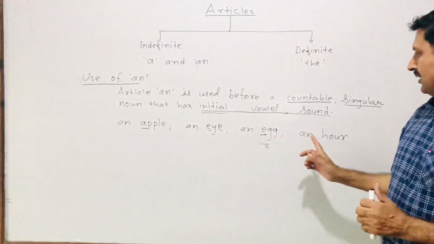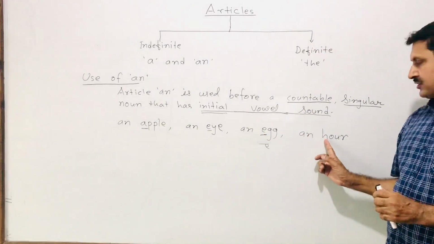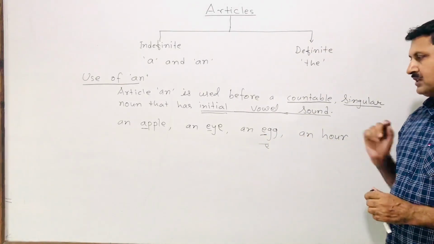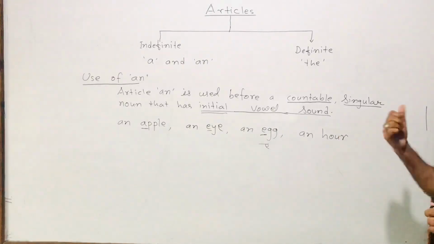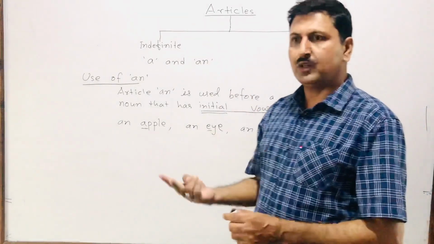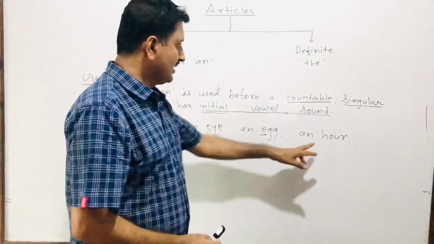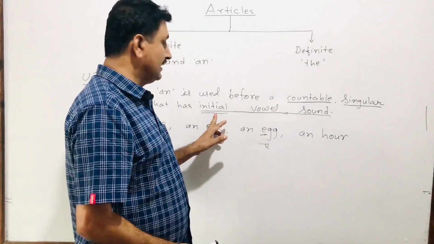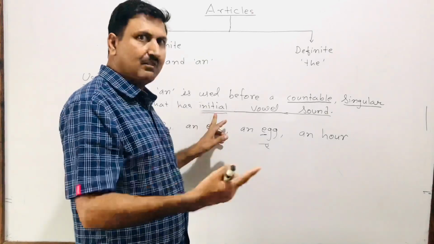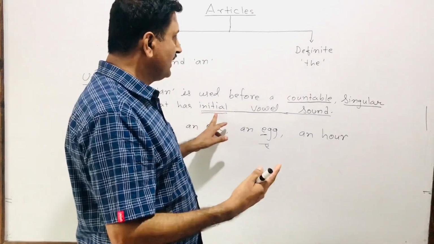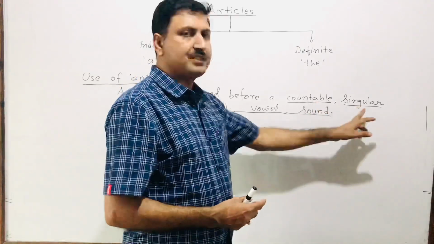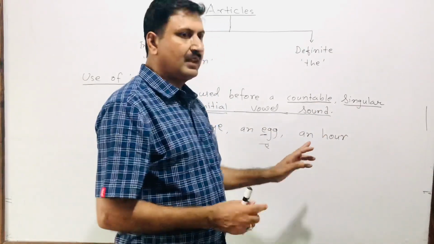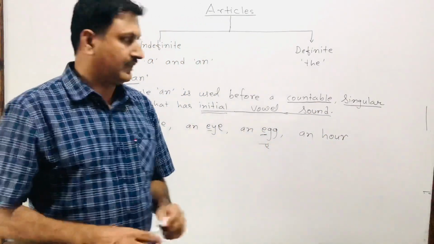So, although the word begins with a consonant letter, it has a vowel sound, that is why an hour, 2 hours, so it is a word beginning with the vowel sound. It is countable and it is singular, that is why we have used an hour.